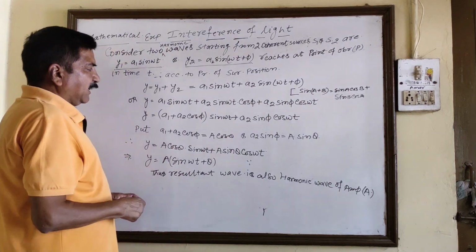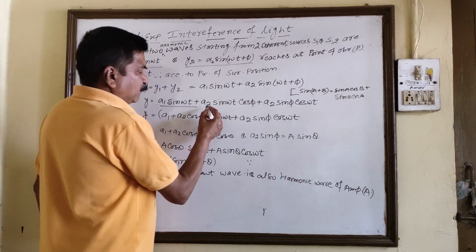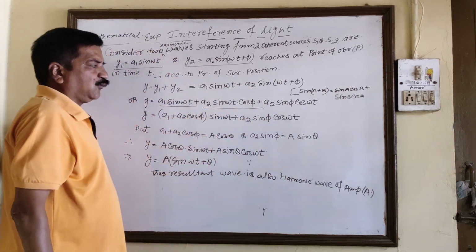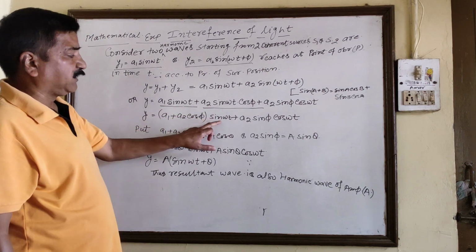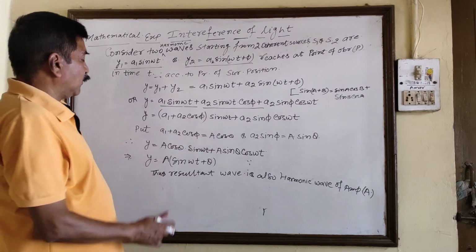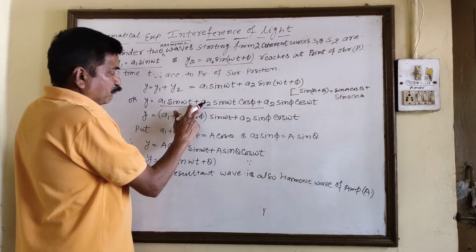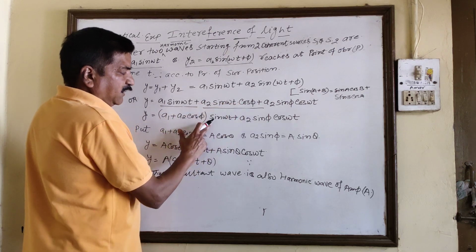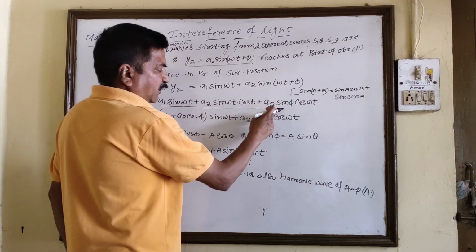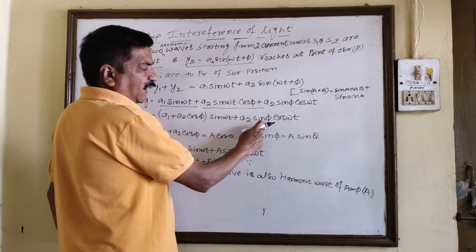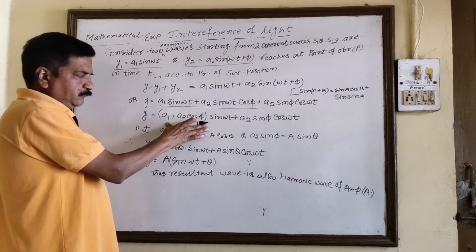Right? Now, in these terms, the first term a1 sin omega t and in the second term a2 sin omega t into cos phi, you can see the sin omega t term is common. So within this you will get y is equal to (a1 plus a2 cos phi) into sin omega t plus the third term, that is a2 sin phi into cos omega t. So this will be the equation.